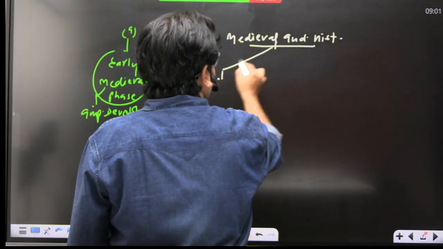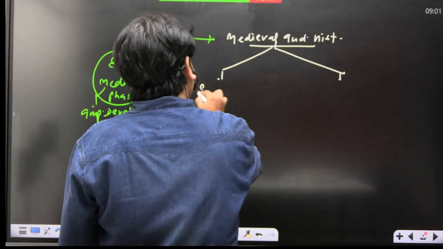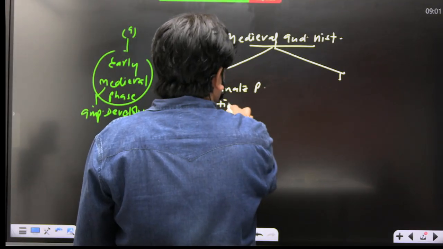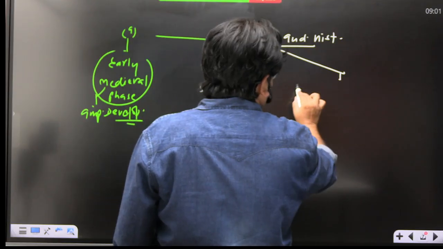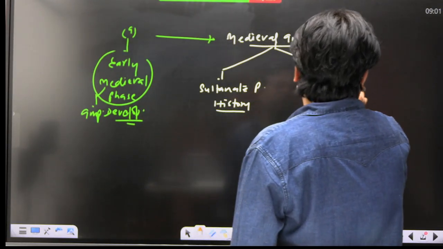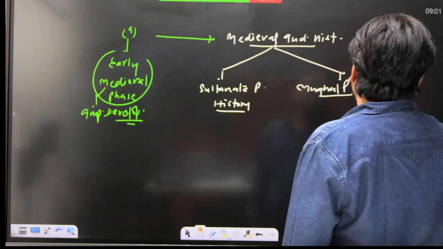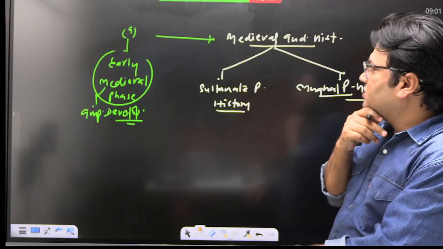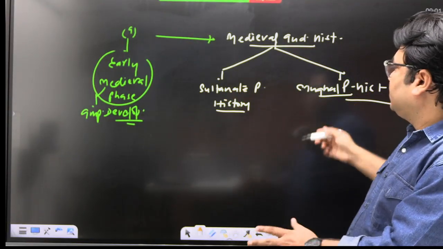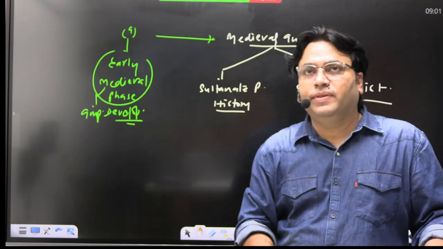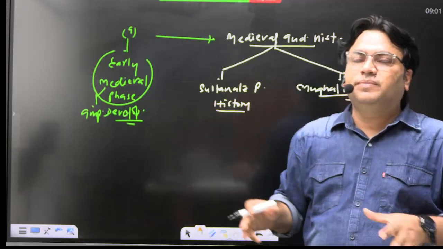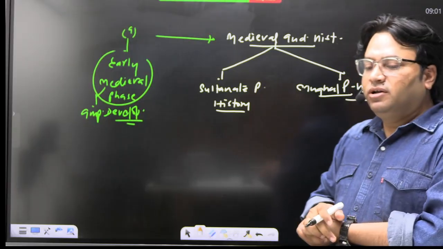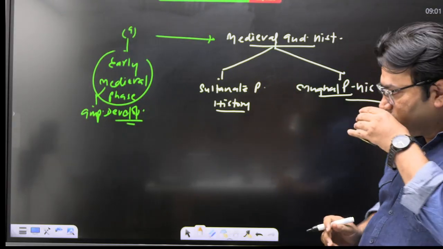Again, it is divided into two parts. One is Sultanate period history, and the second part is Mughal period history. Clear? So basically we are going to discuss in detail the previous developments. Now you are familiar with the names. Now I will discuss the time period. Then I will discuss important themes that we need to study in that particular chapter. So that is the next part of our discussion.